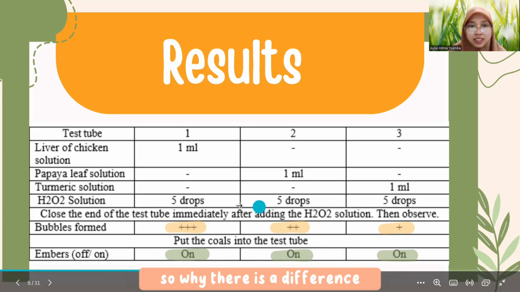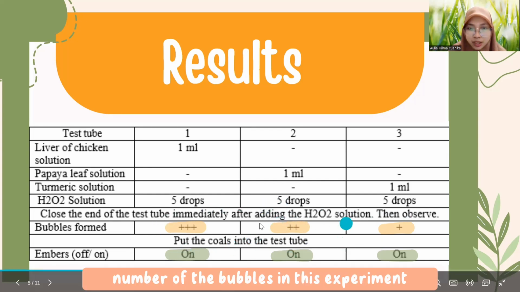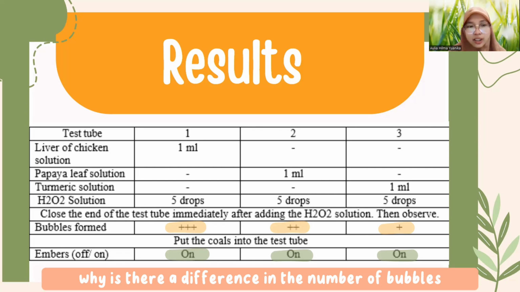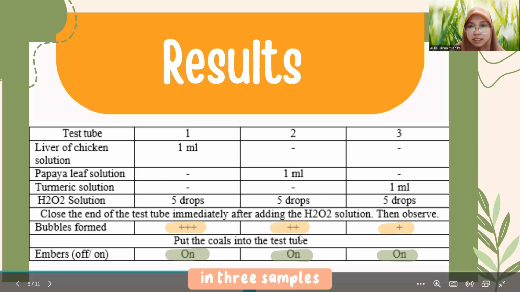So why is there a difference in the number of bubbles in this experiment? Let me go into some more detail about why there is a difference in the number of bubbles in the 3 samples.